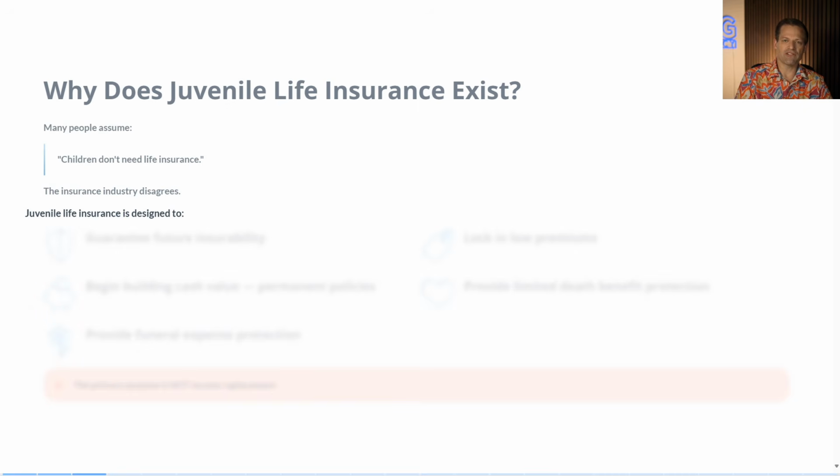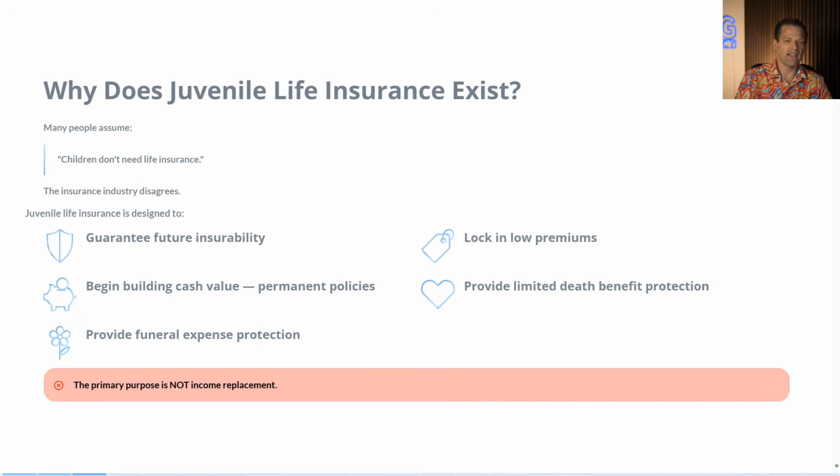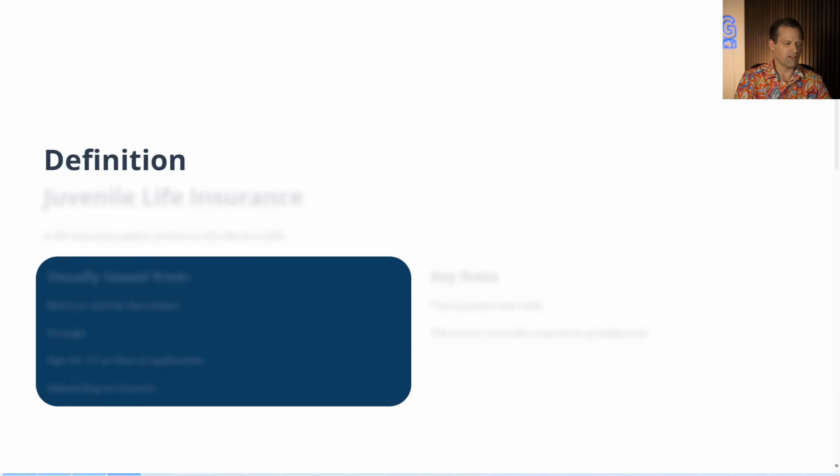So juvenile life insurance is designed to guarantee future insurability, very important, lock in low premiums, they're very inexpensive at that age, begin building cash value if they appreciate what permanent policies provide, limited death benefit protection, and provide funeral expense protection too. It's not designed for an income replacement strategy by any stretch. It's designed for the reasons mentioned previously.